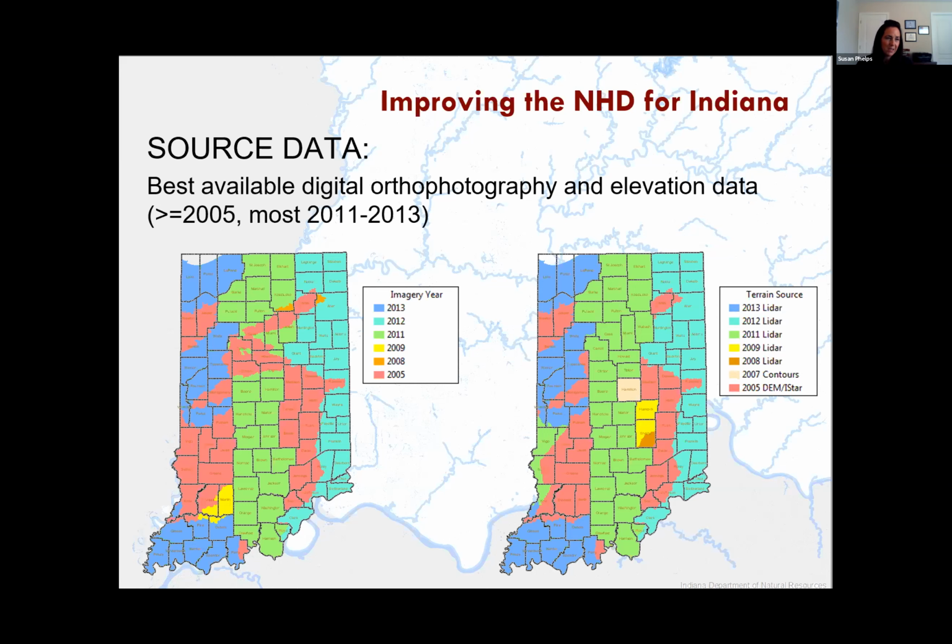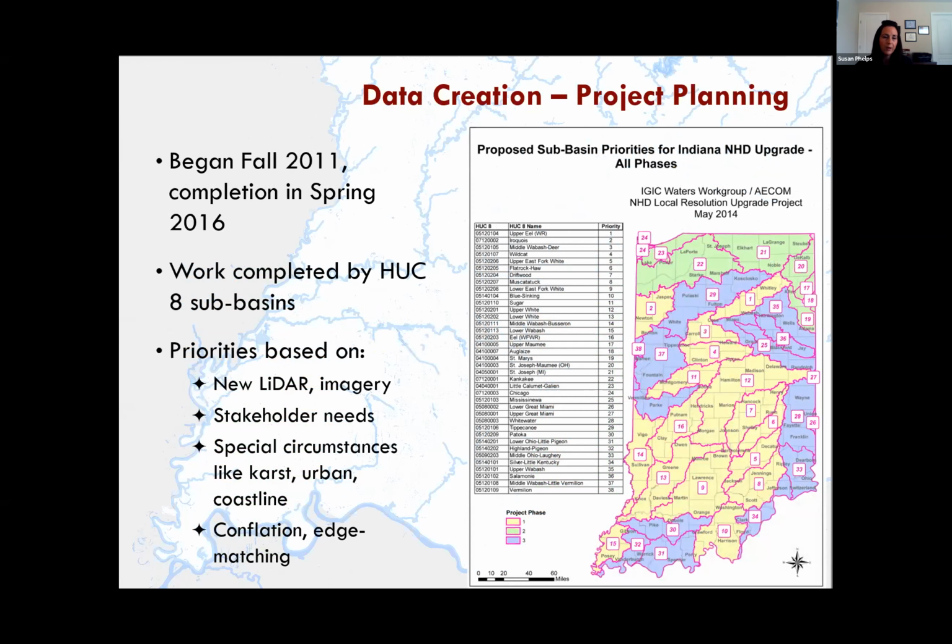And just a quick stat on this, I think it ended up being about 22% of the state that was mapped based on this older ISTAR terrain versus this newer 2011 to 2013 LIDAR, some of those sources. All right, so I think David mentioned that the project started back in 2011 and it was completed in the spring of 2016. And we did actually have a bit of a pause within there, and I'll get into that in a bit when we talk about the challenges and lessons learned.